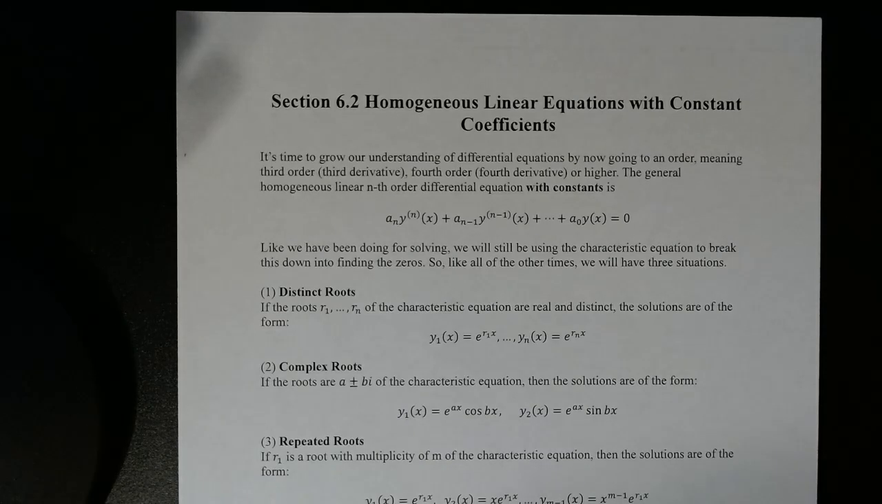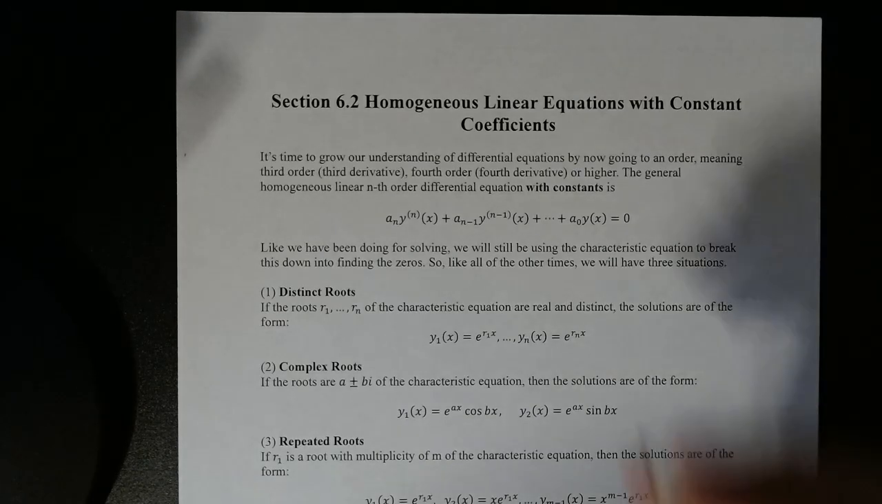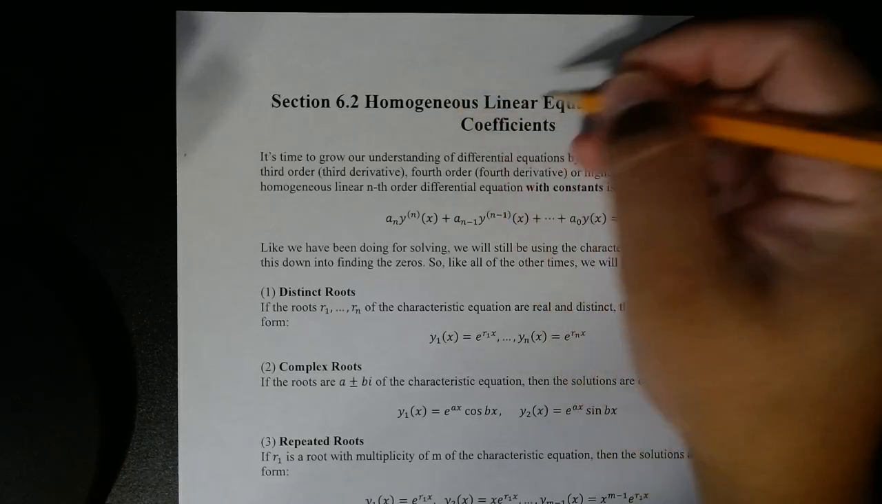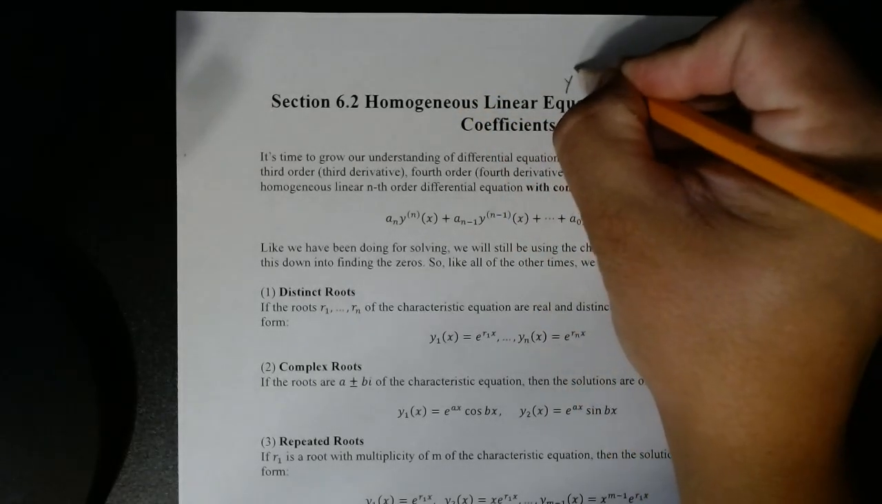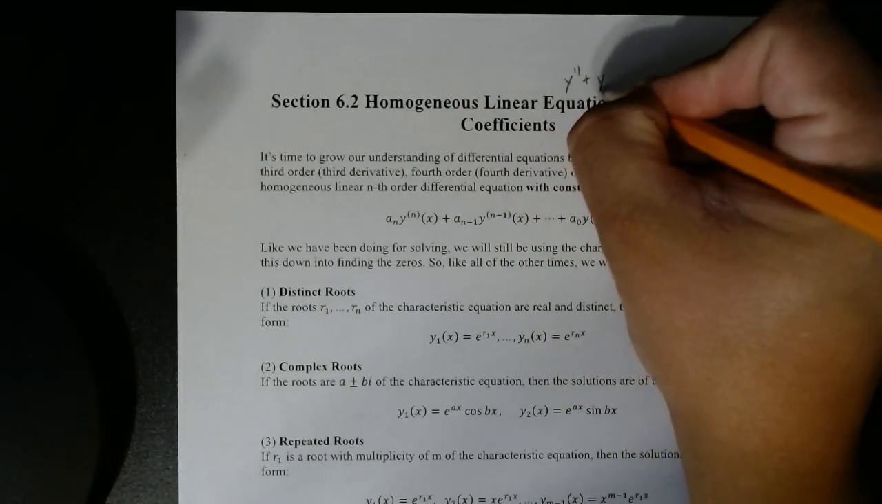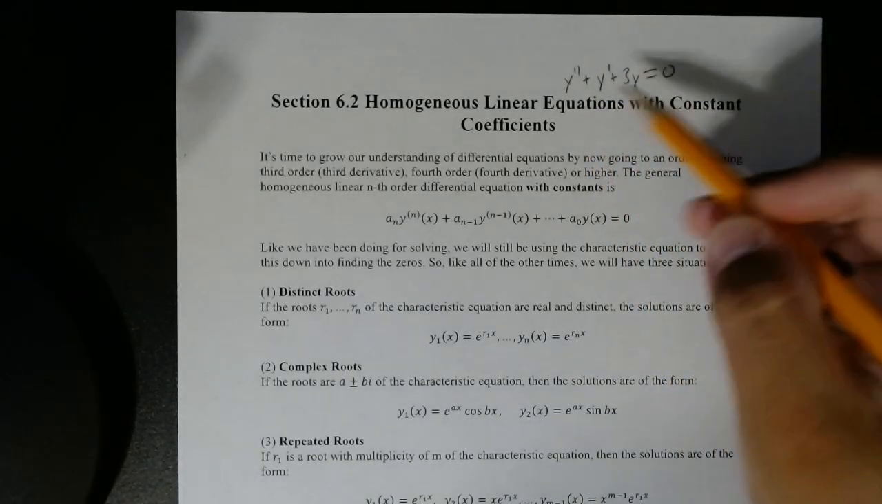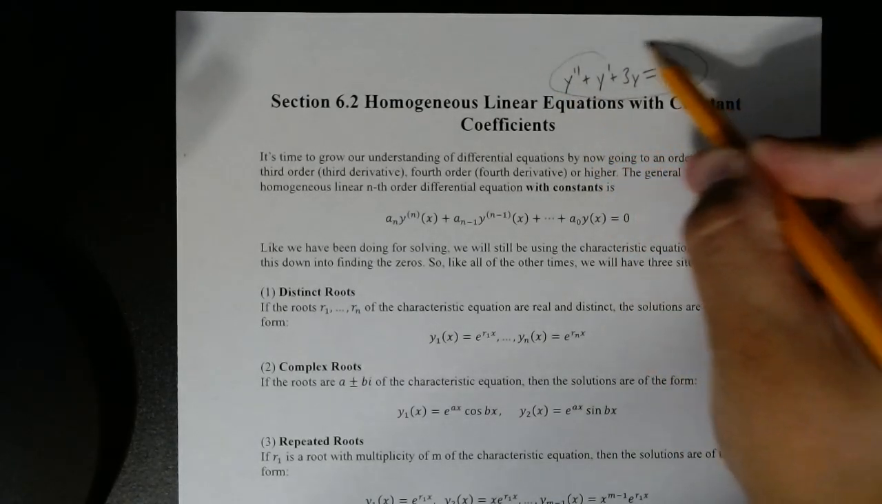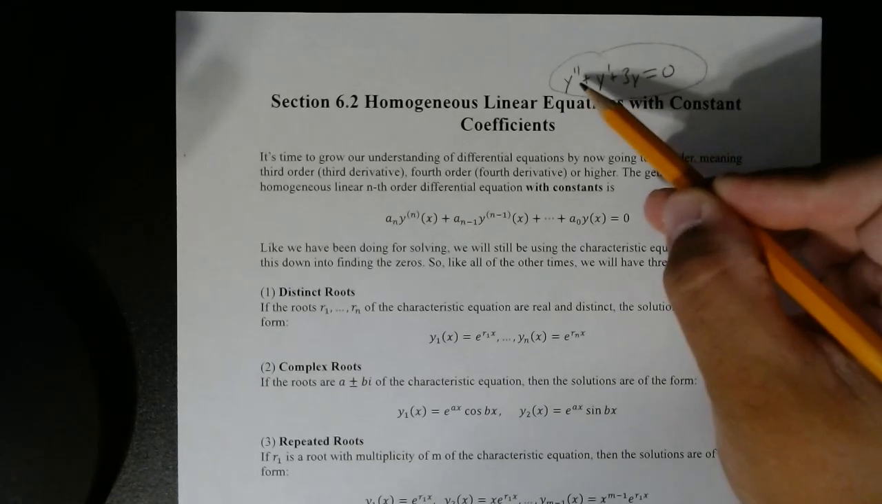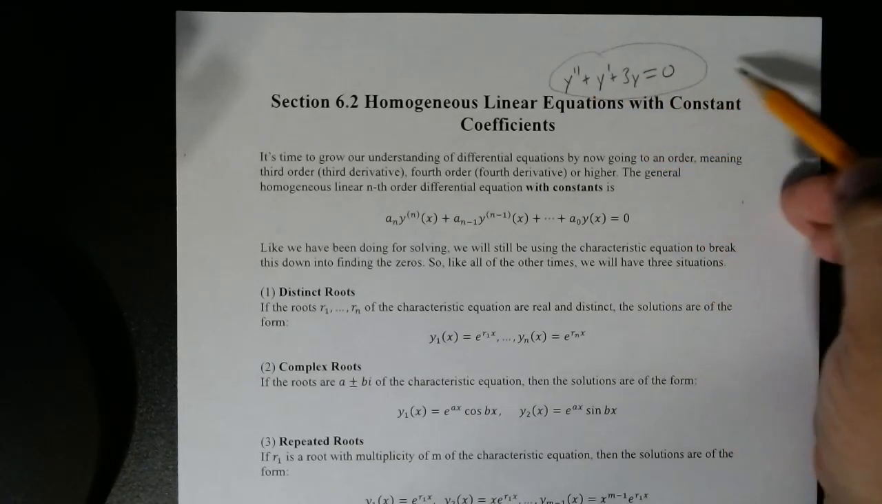So, homogeneous linear equations with constant coefficients. This section is the same thing we've been doing. For example, for instance, how we would solve this is to get the characteristic polynomial, solve for the r value, and that's going to be our roots.